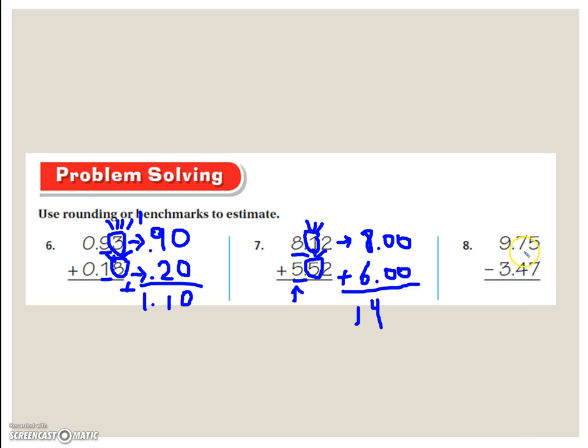So for this one, this is a subtraction problem. It works the same way. You just subtract at the end. So I'm going to round to the 10th place here. I'm just choosing to round to the 10th place. I could have chosen the ones place too.